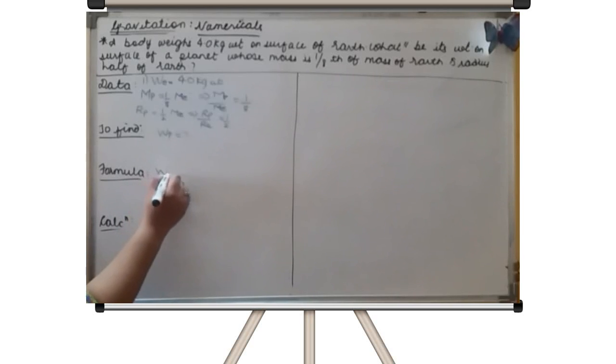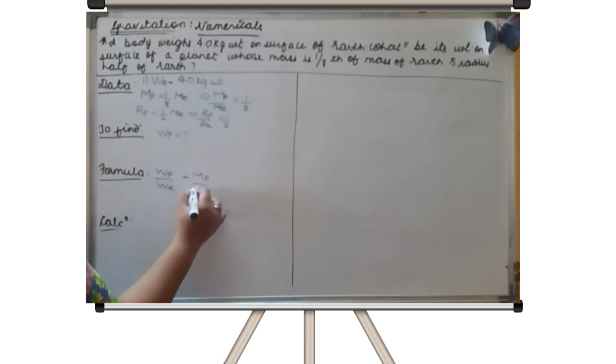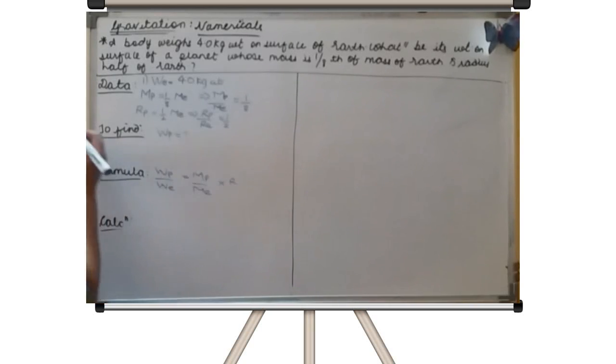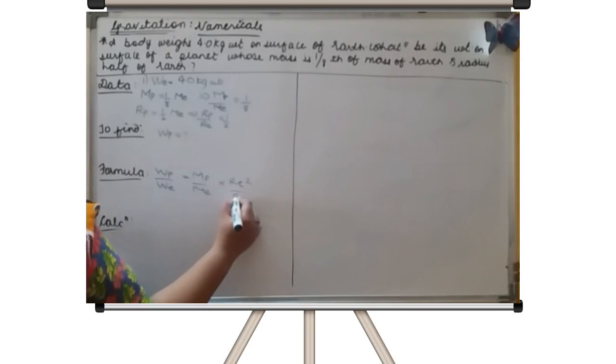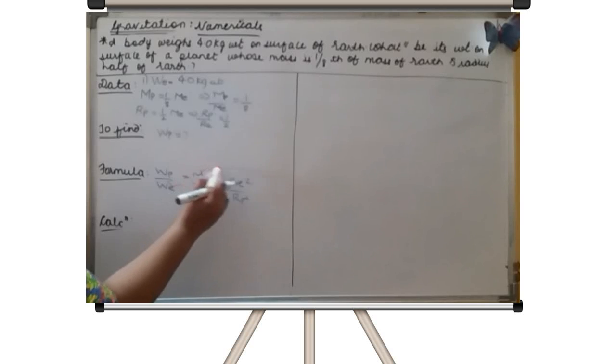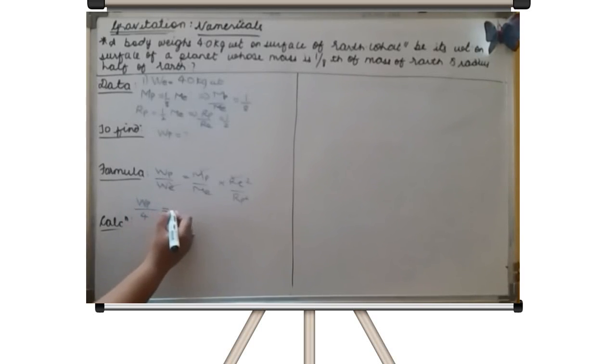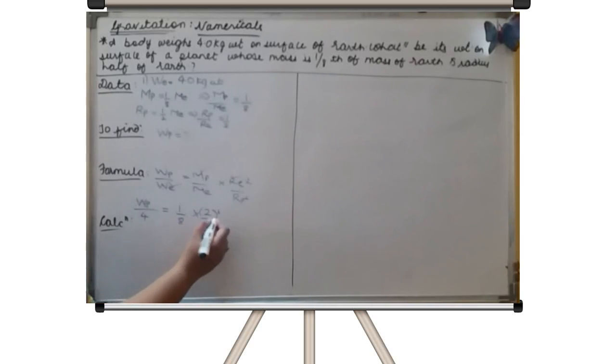Formula is Wp upon We is equal to mp upon me into re square upon rp square. We have got We, this ratio and this ratio. Let us substitute it. Wp upon We, which is 4, is equal to mp upon me, 1/8, into re upon rp, that is 2 upon 1, the whole square.